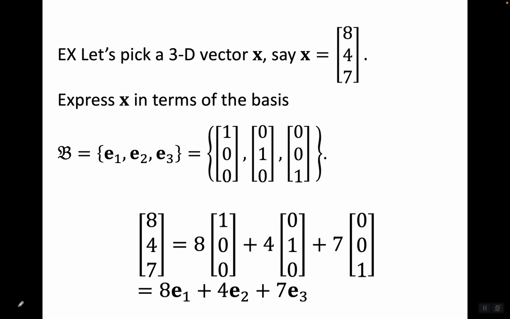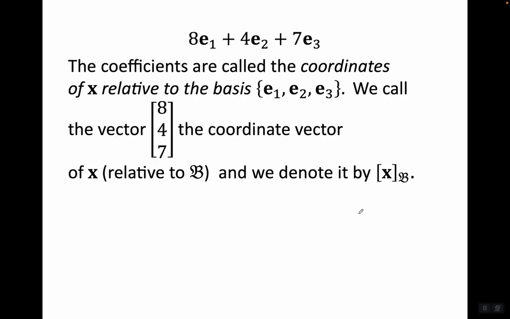So of course, if we express (8, 4, 7) in terms of those vectors, we get 8 times (1, 0, 0), plus 4 times (0, 1, 0), plus 7 times (0, 0, 1). It's 8e1 plus 4e2 plus 7e3. The coefficients are called the coordinates of x relative to the basis e1, e2, e3. And we call this vector (8, 4, 7) the coordinate vector of x relative to B, and we denote it by x sub B.